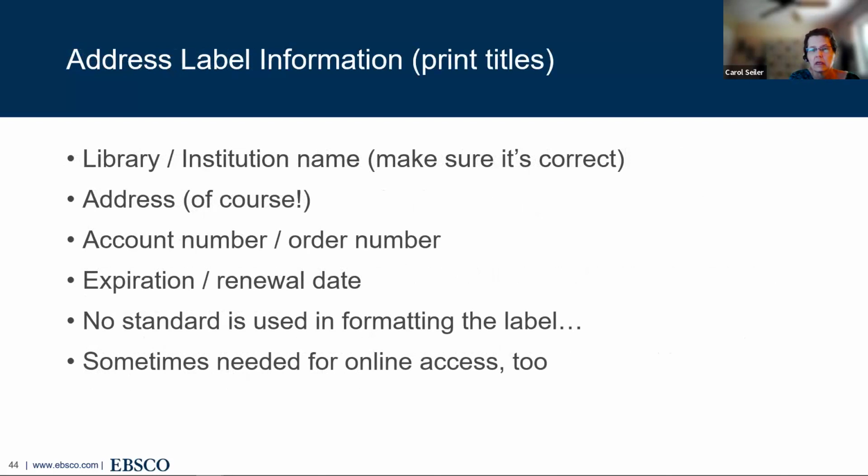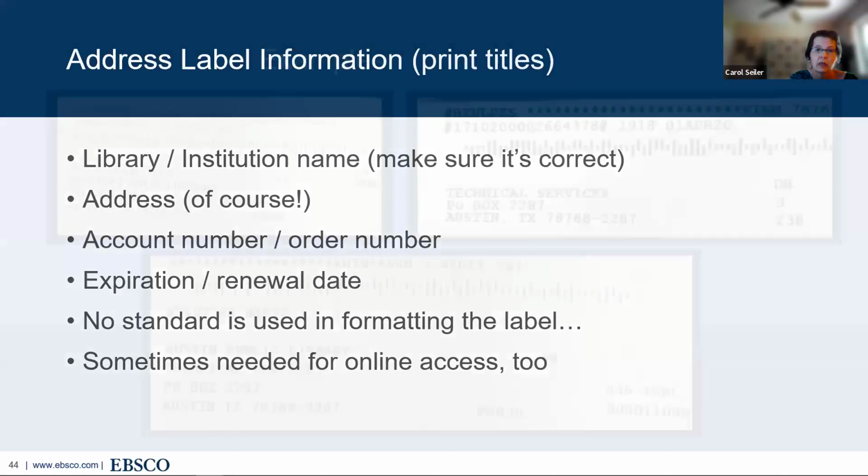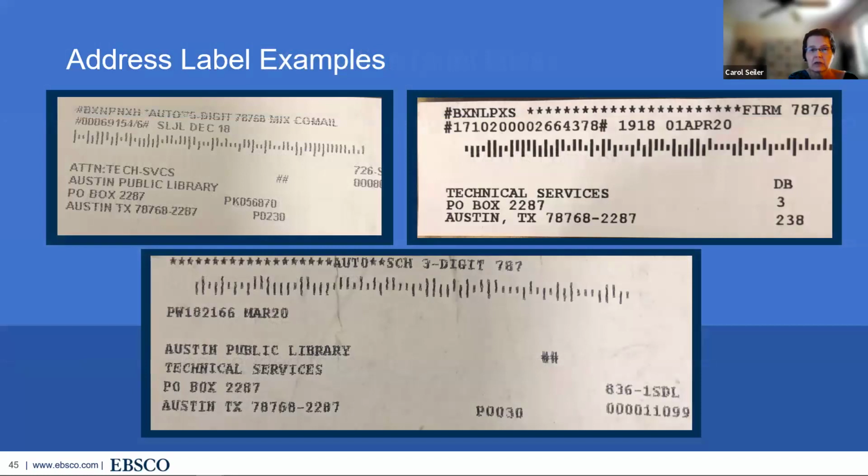If you're getting print titles, the address label will have a lot of really great information on it. This is why, whenever you're claiming a print title or it's a duplicate, the vendor or the publisher will ask for copies of the label, because it has a lot of information. These are all labels from the Austin Public Library, thank you to them. This information includes the account number for the title and the expiration date. You could probably spot those on several of these. So those are print titles.